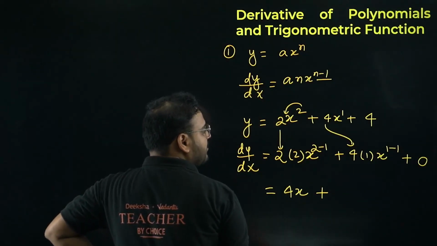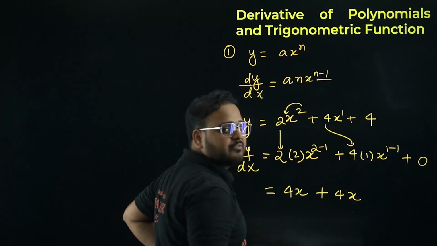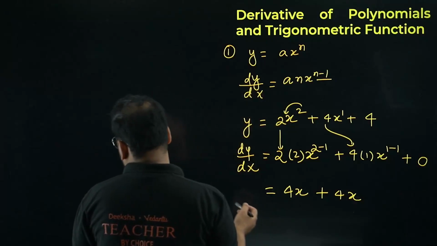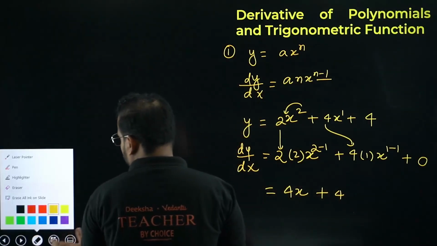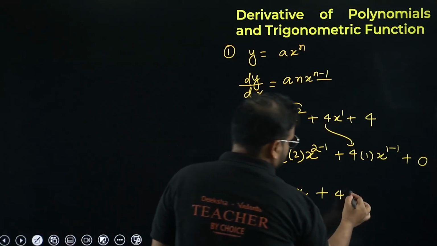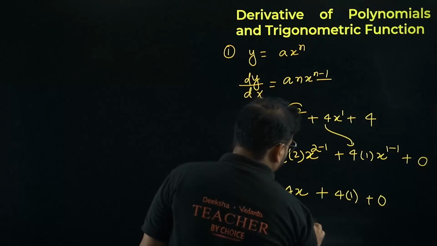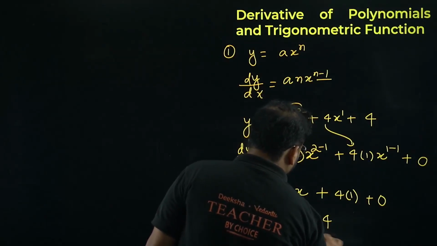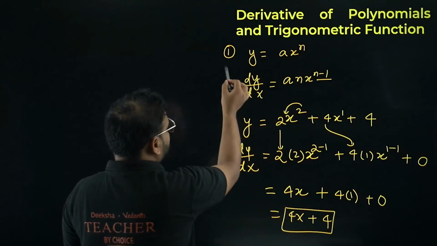I don't have to write the x power 1. Over here I get 4 times x power 0, since 1 minus 1 is 0. x power 0 is going to be 1 only. This will become simply 1, and this is already a constant, 0. I get the answer as 4x plus 4. Is this clear? So this is one example for the polynomial function.